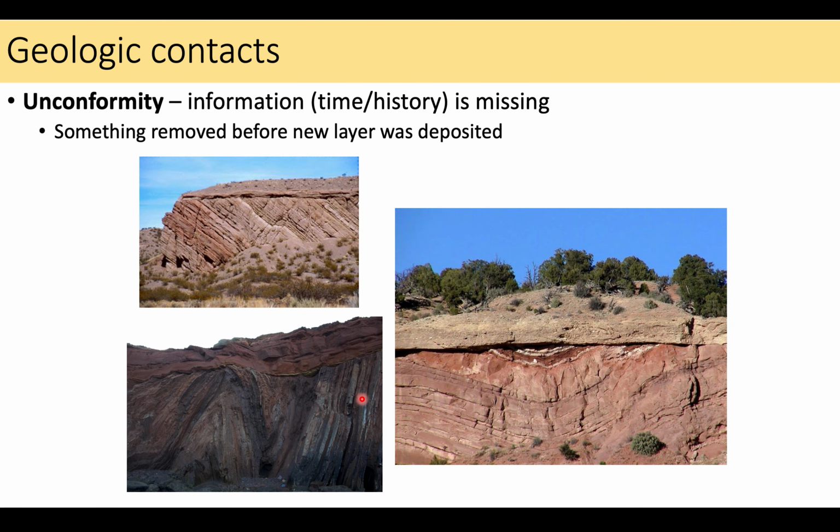So here we have unconformities where information is missing. Information meaning time, part of history is missing. Something was removed before the new layer was deposited. So you can see here, there's all these layers tilted, and then there's a new rock layer on top. So what happened here is all of these rock layers, they're sedimentary rock.